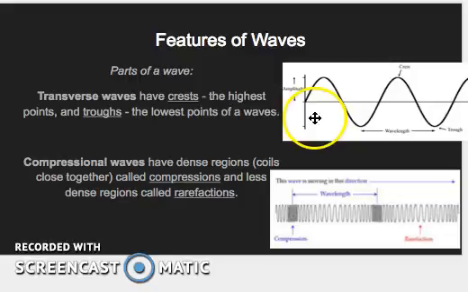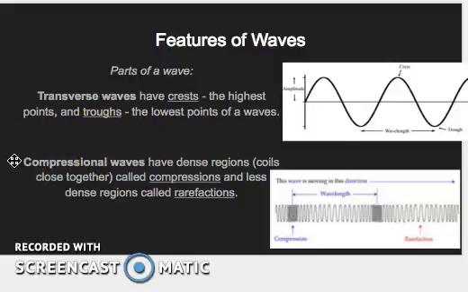And in a transverse wave, the top part of the wave here is called a crest. And then the lower part down here is called a trough. So here's a crest, here's a crest, here's a crest. Then we've got down here a trough and a trough. Okay? Moving on to a compressional wave.